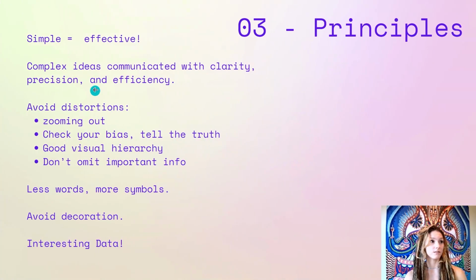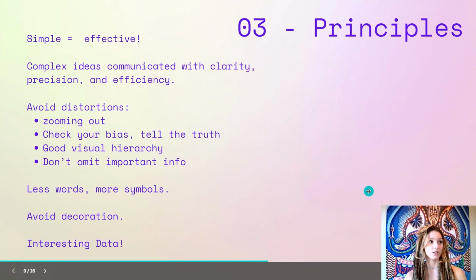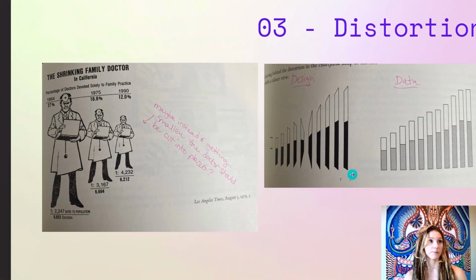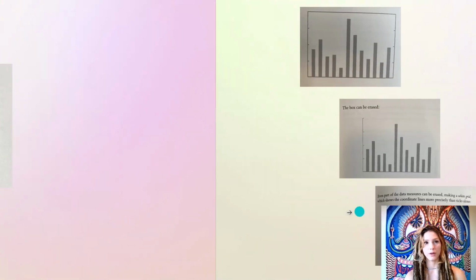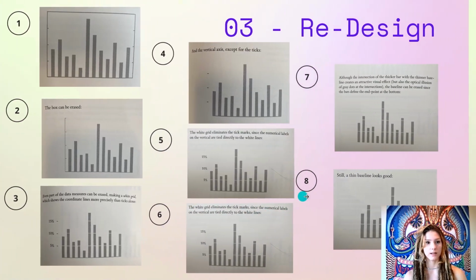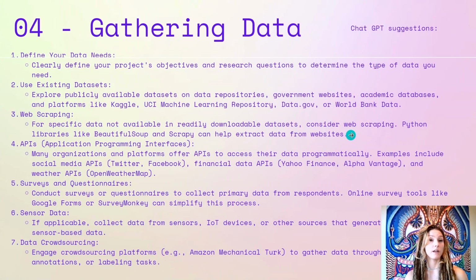Principles for your visualization: avoiding distortions, avoiding distorting the data. So like telling the truth with data and the ethics surrounding that. And our main topic here, which is gathering data.